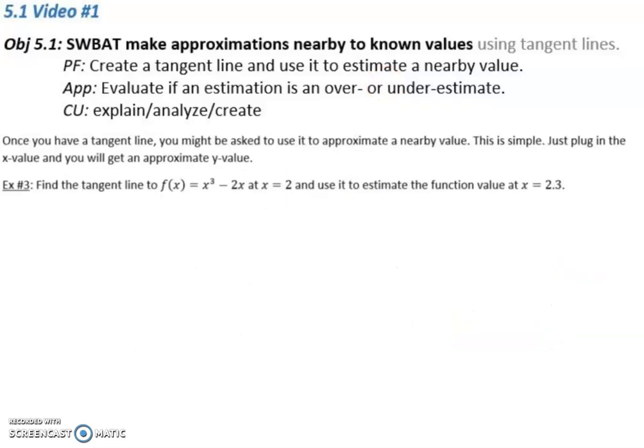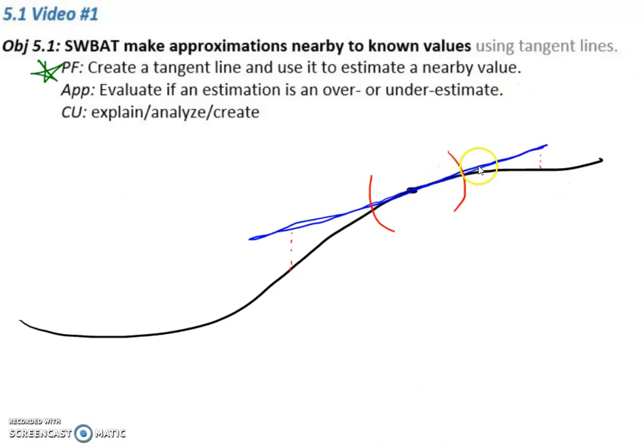Once we have found a tangent line, we can use it to approximate a value that is close to the value that we used to make the tangent line in the first place. So if you look at example 3, we've got a function value. We're going to write our tangent line at x equals 2, and then 2.3 is close to 2, so it's probably going to give us an estimation that's pretty close to the actual function value.